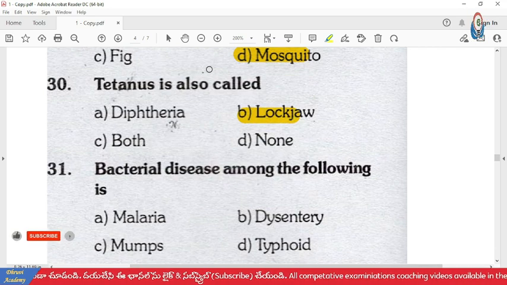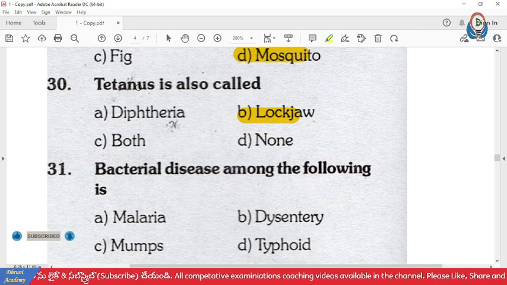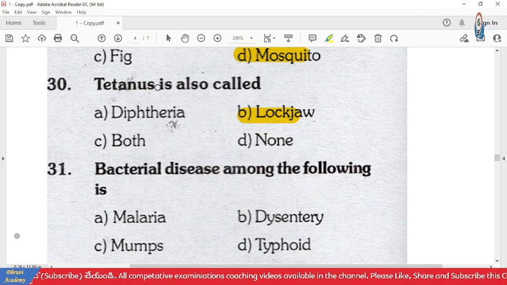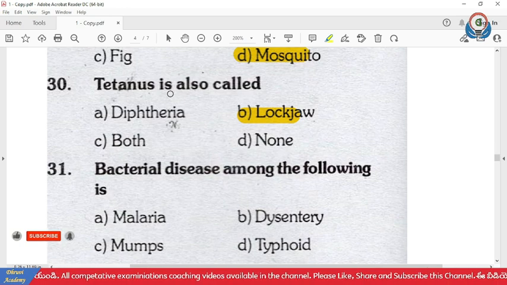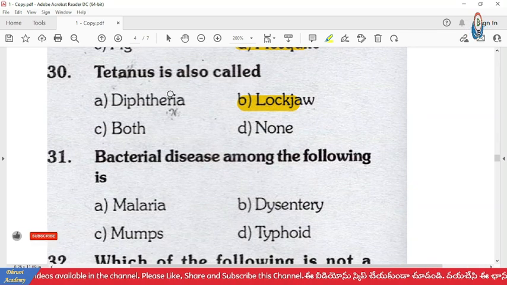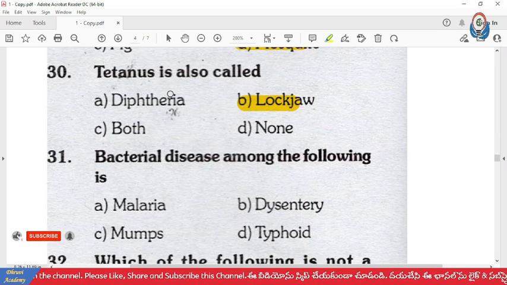Tetanus is caused by a bacteria. The bacteria name is Clostridium. Tetanus is caused by a bacteria, and that bacteria name is Clostridium. Remember this bit.